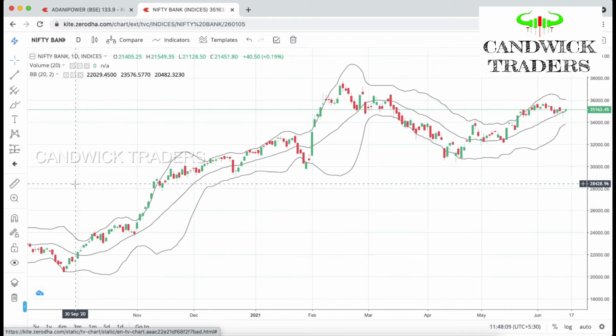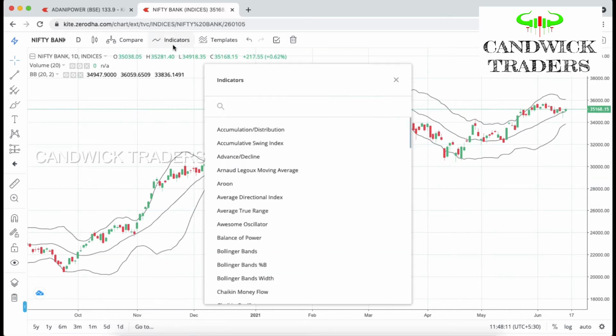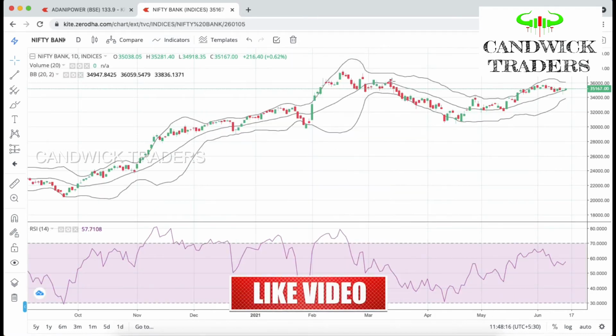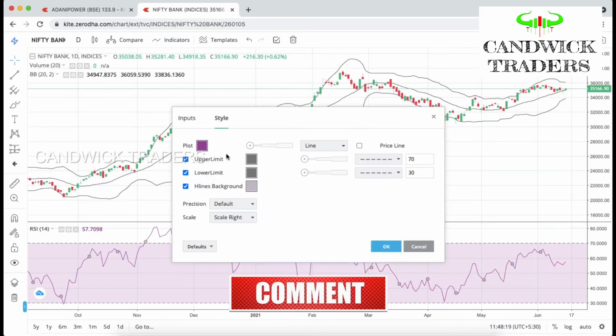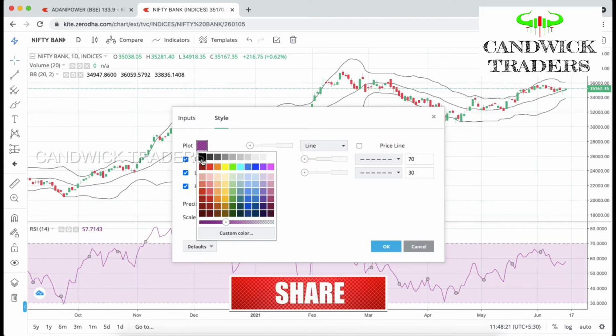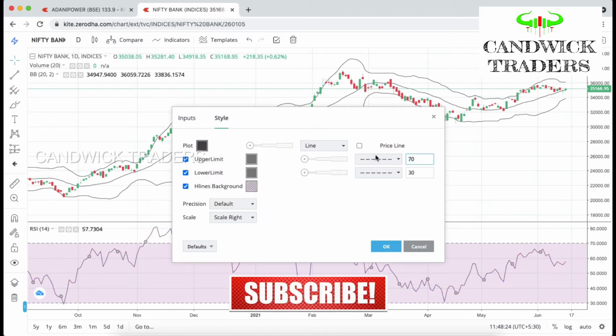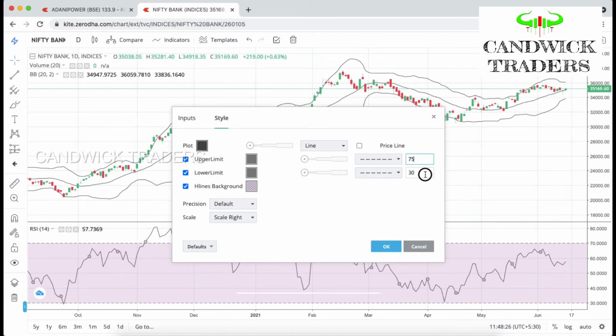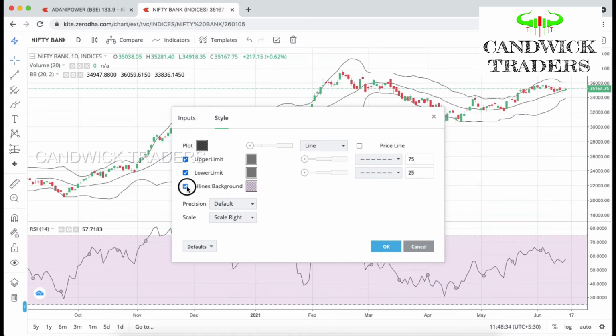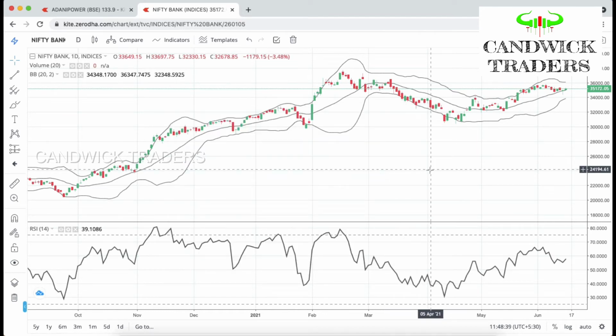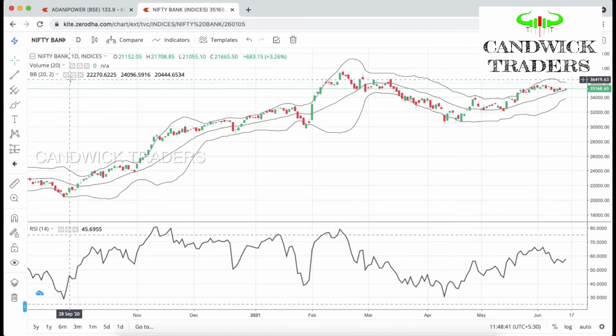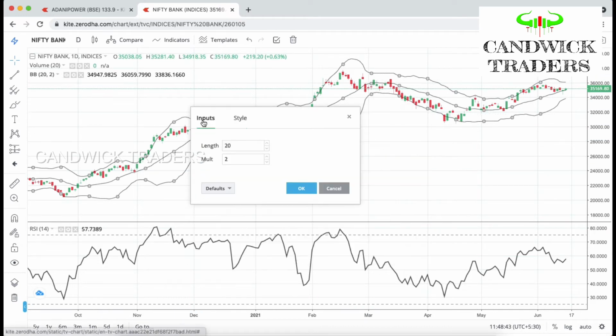Now we can plot another indicator, that is RSI. You can make a note of these values so that it will be easier for you to practice after this video. I am changing the RSI upper value to 75, and the lower limit would be 25. And I am removing the background also to make it clear.